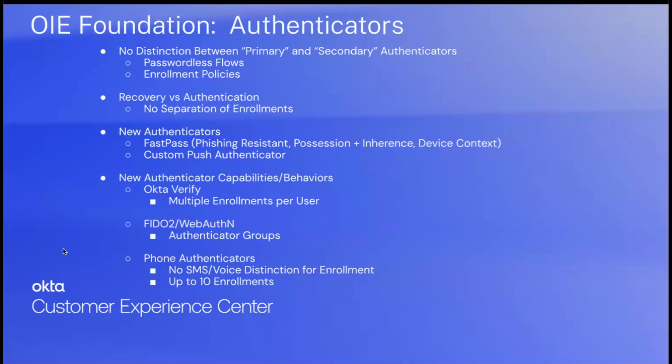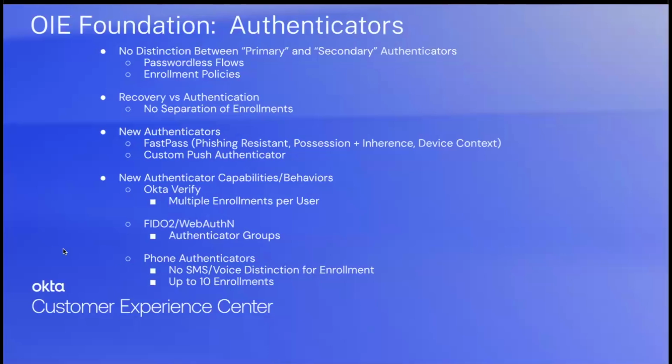There are also, in addition to the net new authenticators, some new capabilities in existing authenticators. So for Okta Verify, for example, you can now have multiple enrollments for a single user. Previously, you really could only have a single Okta Verify enrollment for one user. Well, there was a way to hack around it for the OTP specifically. But for the push notification, at least, you could really only have one enrollment per user. Now you can have multiple Okta Verify enrollments per user.